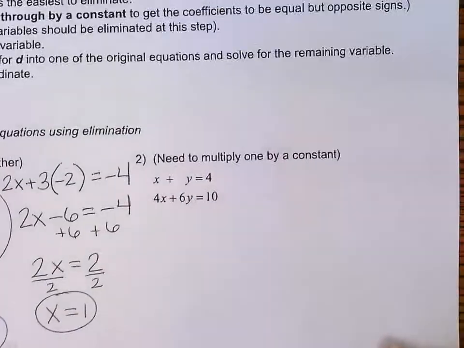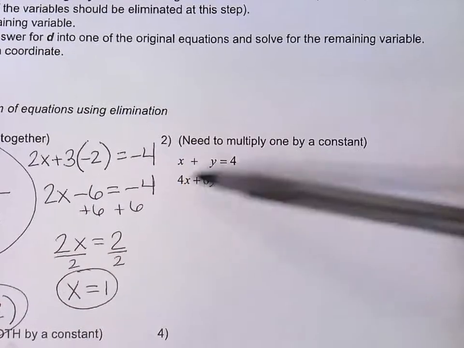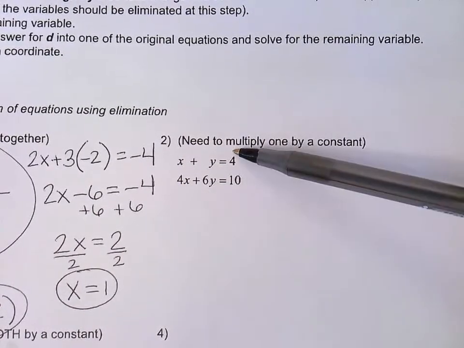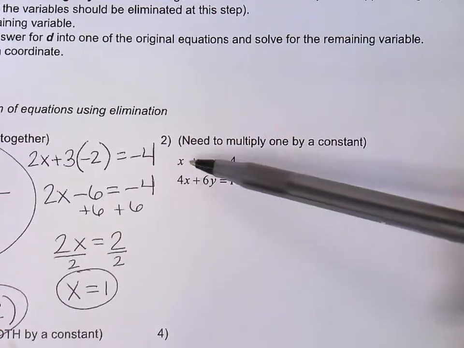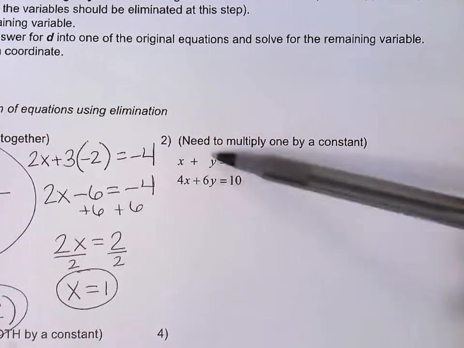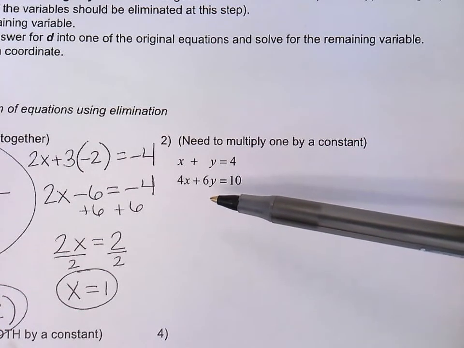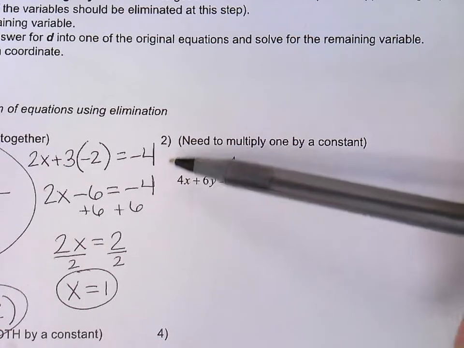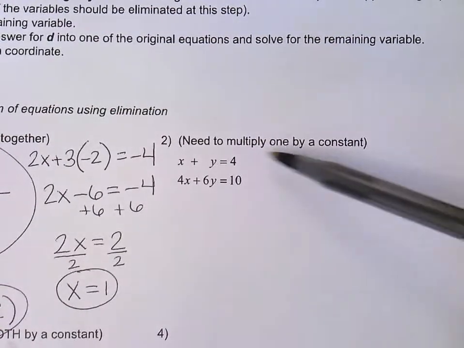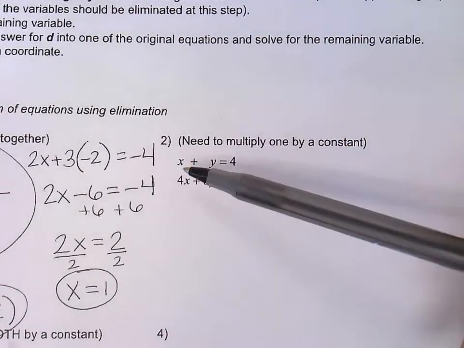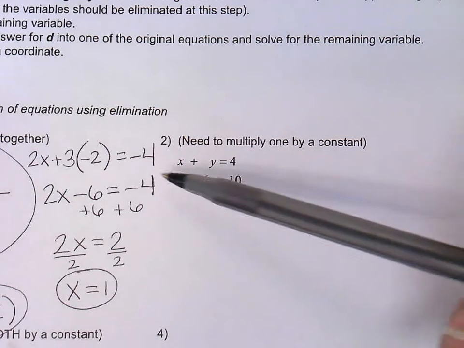All right, so in example 2, my x's are lined up, my y's are lined up, my equal sign and my constant. But when I add these together, I'm going to get either 5x or 7y, so I will not eliminate one of my variables. You have to decide to either eliminate your x's or eliminate your y's, and we're going to multiply one of our equations by a constant. I'm going to choose to eliminate my x's. So I'm going to multiply my top equation through by negative 4.